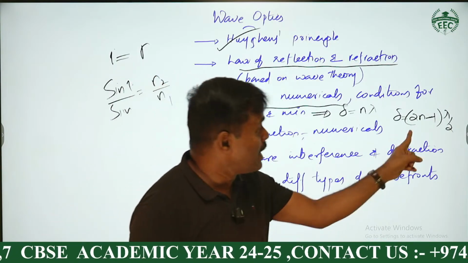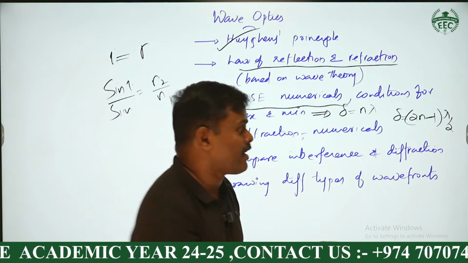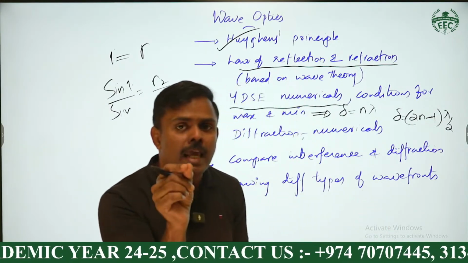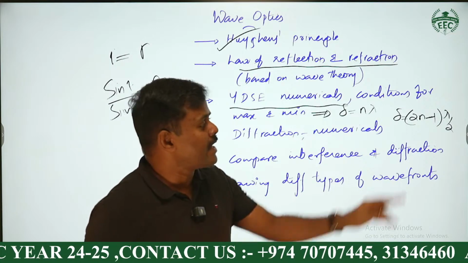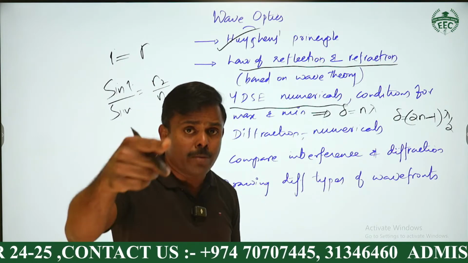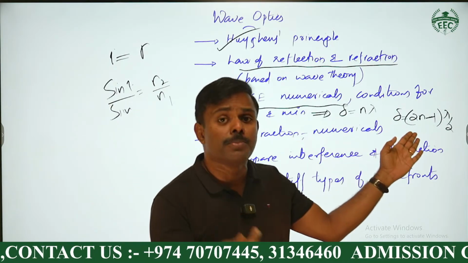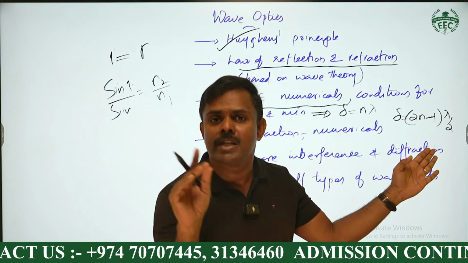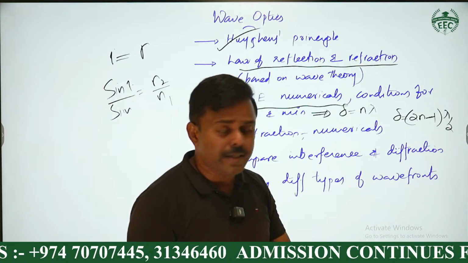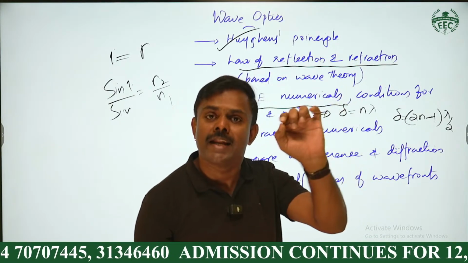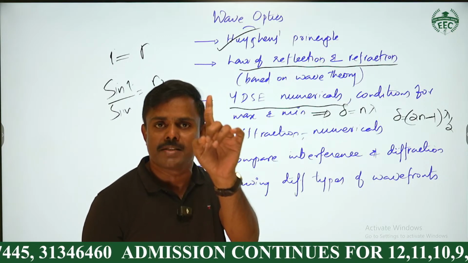Alright, then minimum. Remember, your teacher might have given 2n plus 1, but it is safer to take 2n minus 1, and you can start n at 1. If you are going by your teacher's way, you have to put 2n plus 1 and start with n equal to 0. But you better take 2n minus 1 and put n equal to 1. The first dark band is n equal to 1.